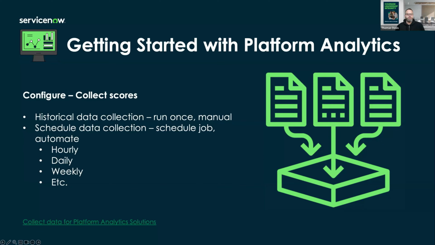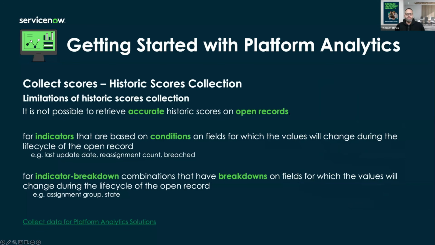A couple other things to think about as it relates to historical. So, limitations on historical. If you're trying to retrieve accurate historic scores on open records, that's going to be a little bit difficult because that record is changing. And then, of course, for indicators that are based on conditions of fields, where the value will change during the life cycle of the open record, it can be difficult to report on that correctly with historical information. And then for indicator breakdown combinations that have breakdowns on fields where the values will change during the life cycle of an open record, it will be tough as well. You can get into metrics and things of that nature to actually capture that information, but historic score collections are really not geared for that. So just make sure that you keep that in mind and you're aware when you decide to start creating those data collection jobs.